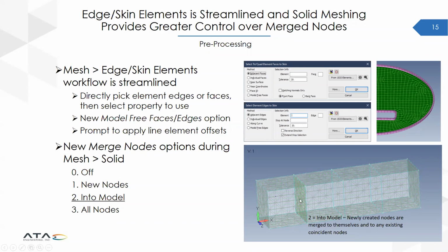But note that for this number 2 into model, the coincident nodes that were already in the model weren't merged together. And then our final option, number 3, all nodes, goes through the model, and anywhere it finds coincident nodes, it'll go ahead and merge those nodes. So you need to be really careful. I think number 2 is really cool. That's the new feature here. It's a great way to connect everything without having to separately go back and merge nodes after you create them.